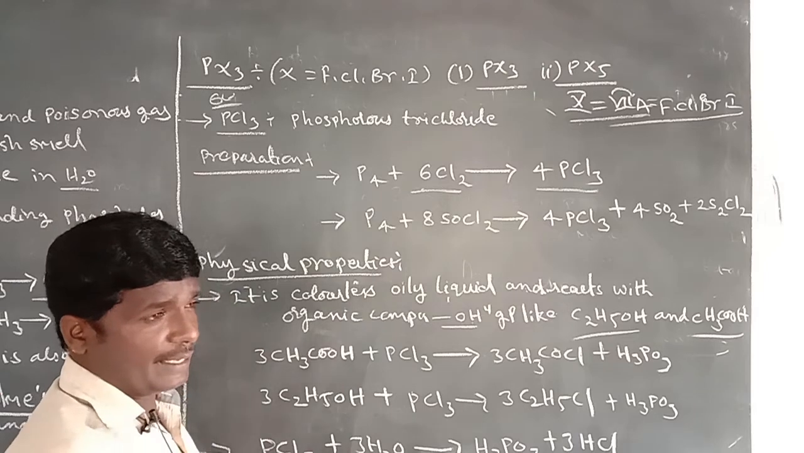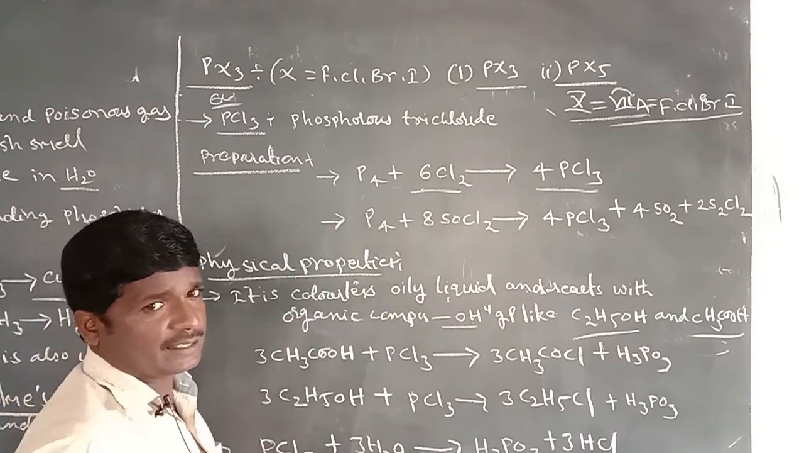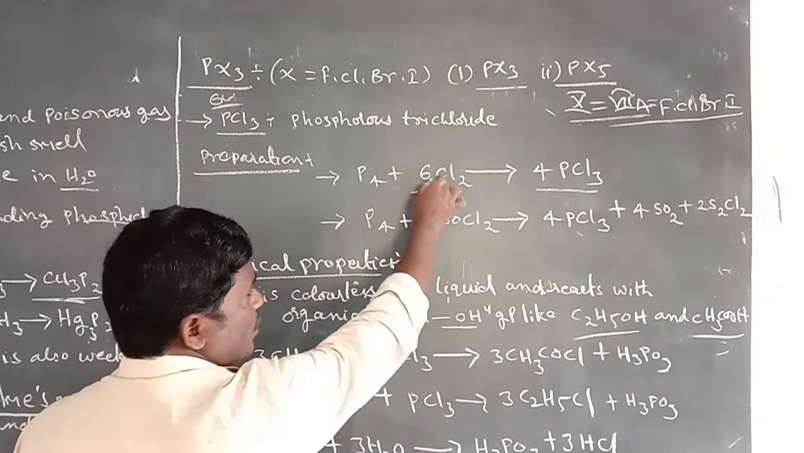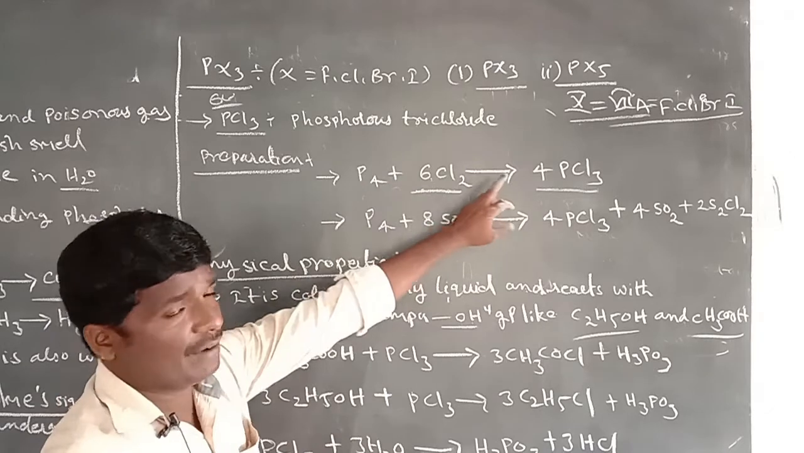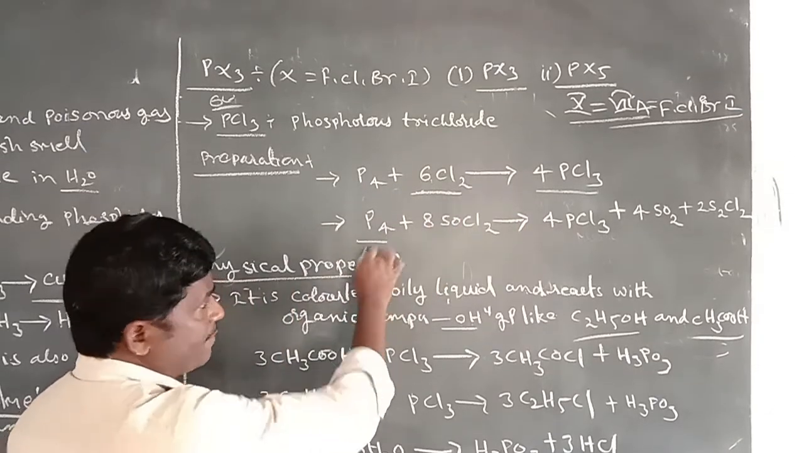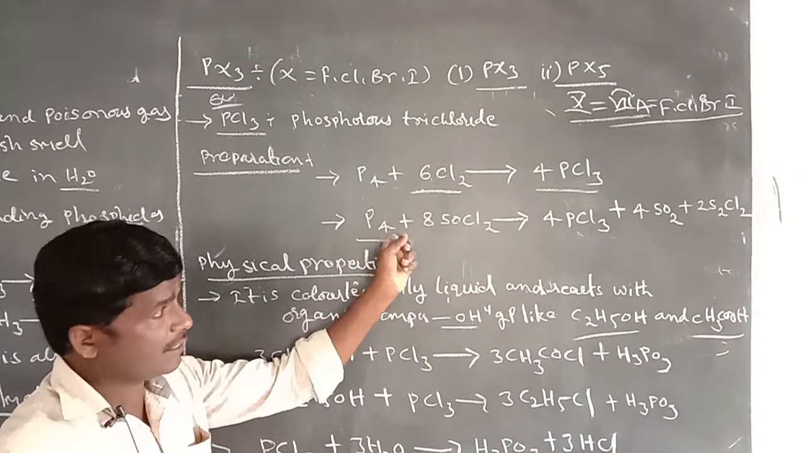This is the first preparation of phosphorus trichloride. White phosphorus, the phosphorus molecule, on heating with 6 moles of chlorine gas, forms phosphorus trichloride. And the second preparation uses thionyl chloride. Thionyl chloride reacts with phosphorus.